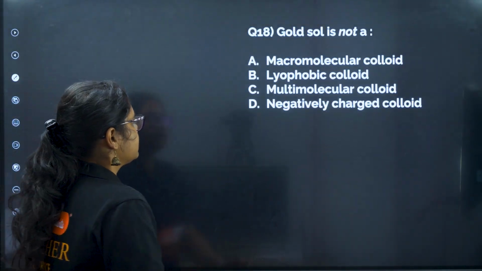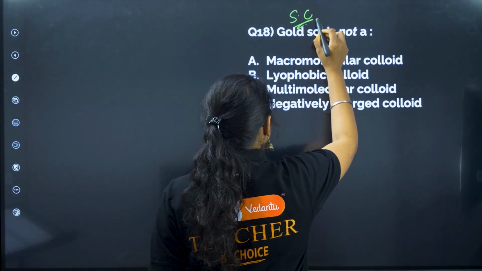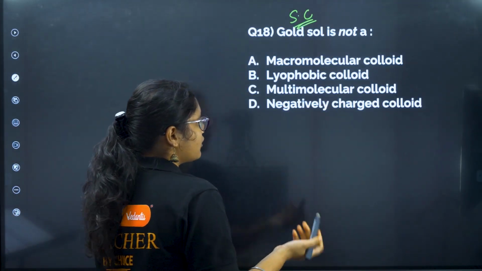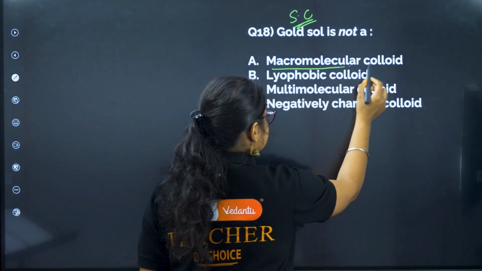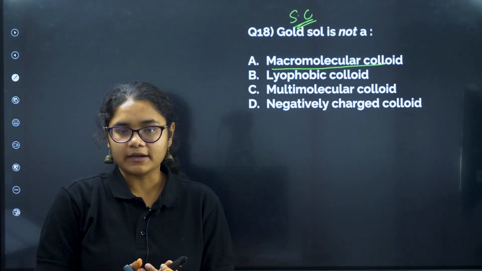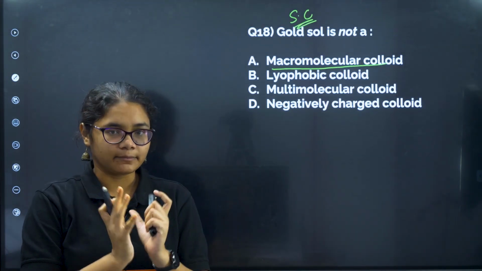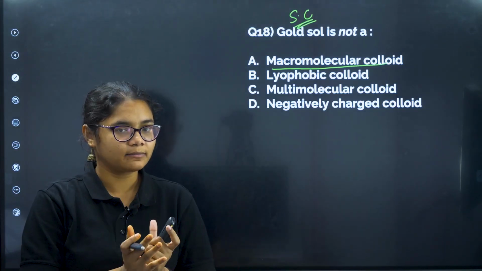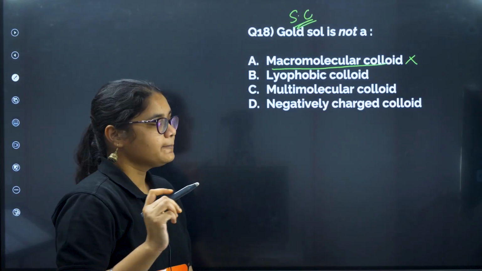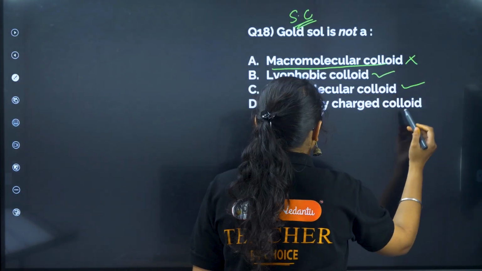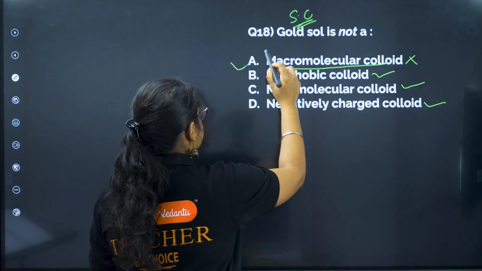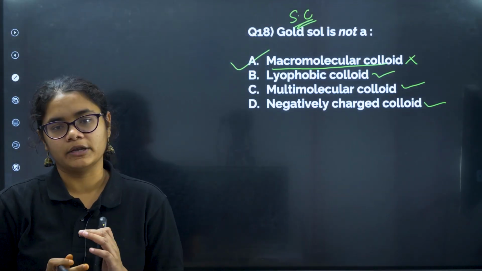Now next question. Again, this question is from surface chemistry. So we have got three questions from surface chemistry. So gold is not a macromolecular colloid. Because it is not made up of a very big colloidal form, it doesn't contain a large number of particles in one molecule. Here it is lyophobic, it is multimolecular, and it is also negatively charged. So the correct answer for this question will be option number A, that is macromolecular colloid.